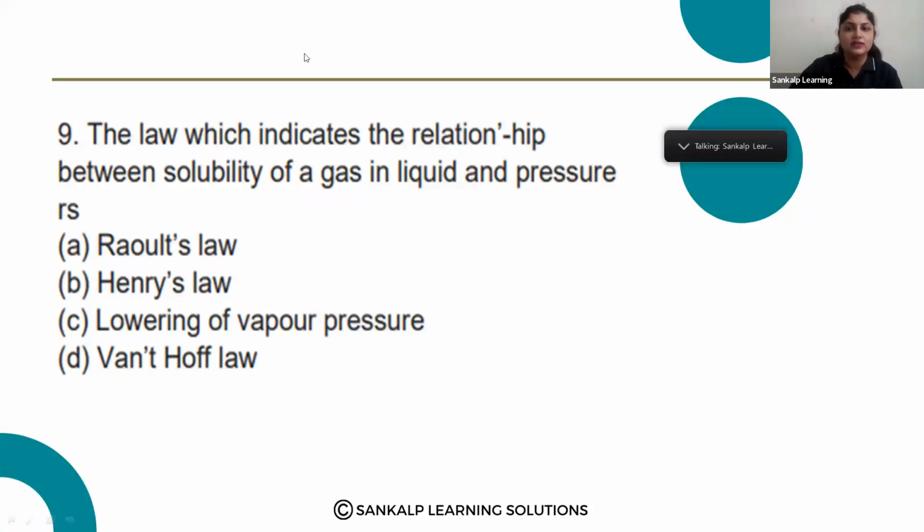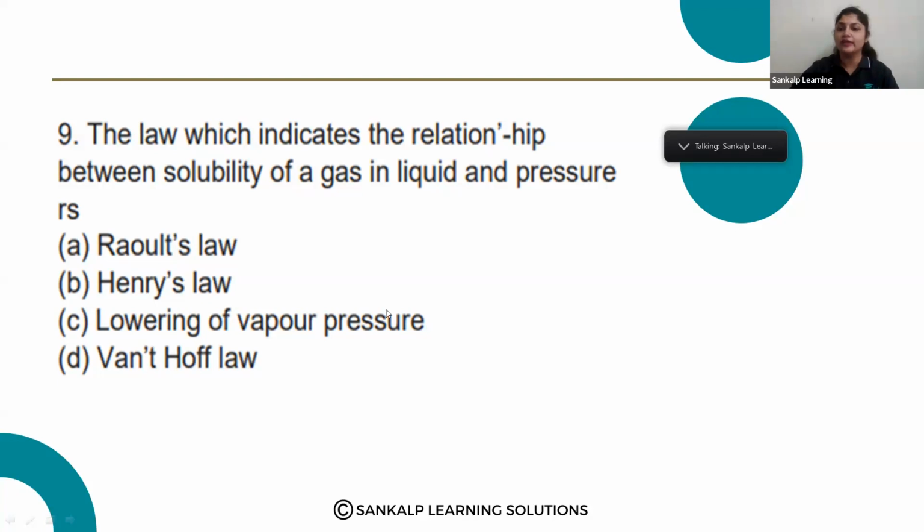The next question: the law which indicates the relationship between solubility of a gas in a liquid and pressure is. The options are A, Raoult's law, B, Henry's law, C, lowering of vapor pressure, and D, Van't Hoff law. Yes, Henry's law. Jyoti, your answer is right. So it is B.